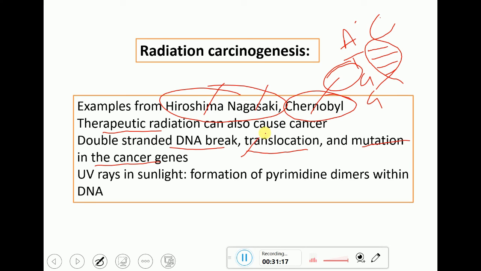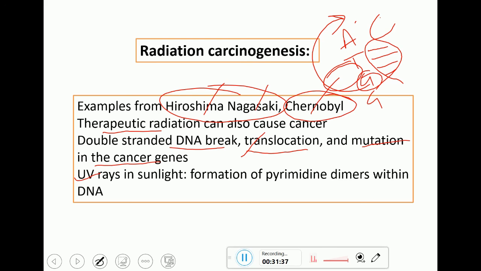Another method is translocation. Translocation is the process in which a particular nucleotide or base gets moved from its normal position to some other position, which will lead to the development of mutation, which will ultimately lead to carcinogenesis. Now how can UV rays cause cancer?